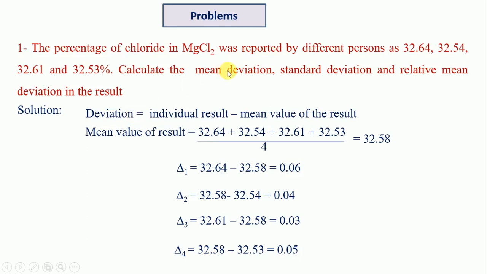Now the mean deviation. It is very simple. Calculate the mean of these: delta 1, delta 2, delta 3, delta 4. So the sum of delta 1 plus delta 2 plus delta 3 plus delta 4 divided by 4 gives the value of the mean deviation. Now see the mean deviation.